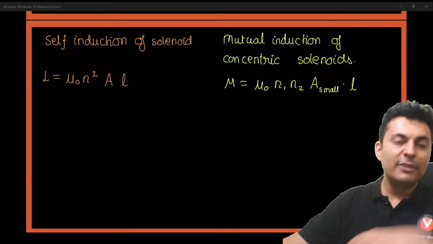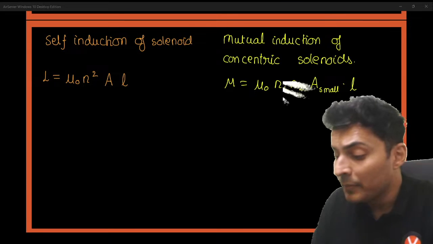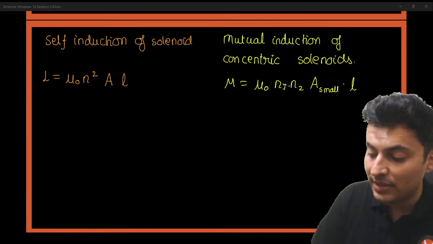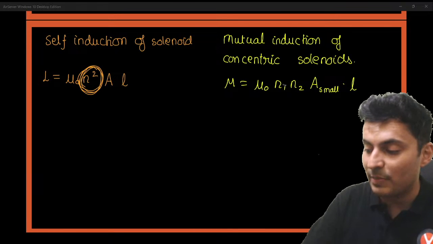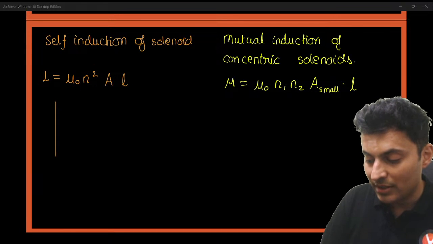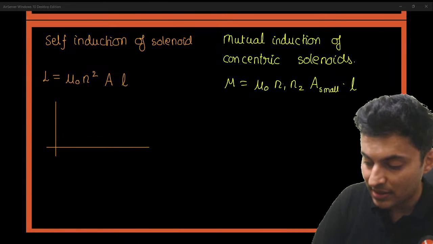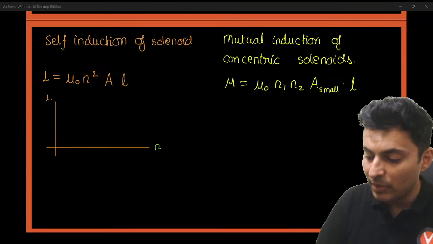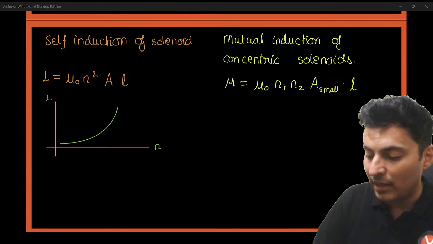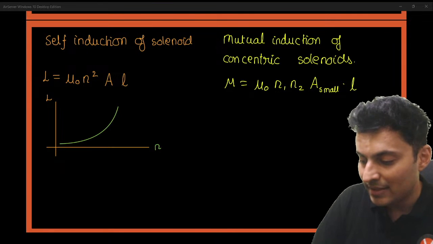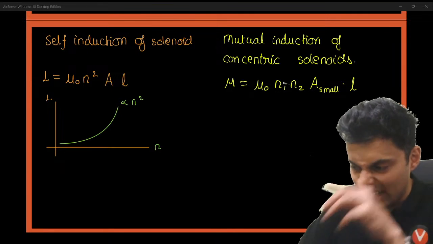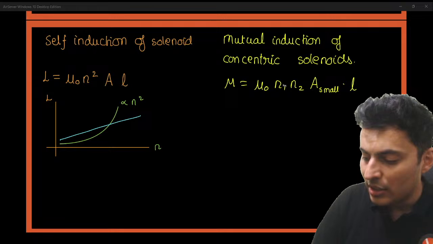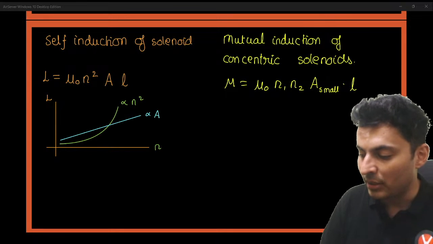So accordingly you decide which graph you might need. For example, if the solenoid's self-induction graph is asked versus number of turns per unit length, because it is n square, I know it will be a parabola. It is directly proportional to n square. If it is asked with regards to area, I know it is directly proportional to area. So it will be a straight line.